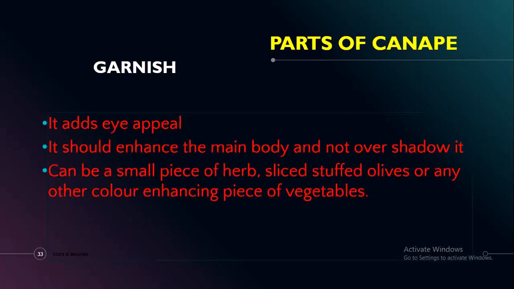And the fourth one is the garnish. As usual, it adds eye appeal. It should enhance the main body and not overshadow it. So you always need to be careful while garnishing a small food like a canapé. It can be a small piece of herb, sliced stuffed olives, or any other kind of colored vegetable cut into small pieces. The garnish has to complement the entire appearance of the canapé. So these are the basic parts of canapes: base, spread, main body or topping, and the last one is garnish.